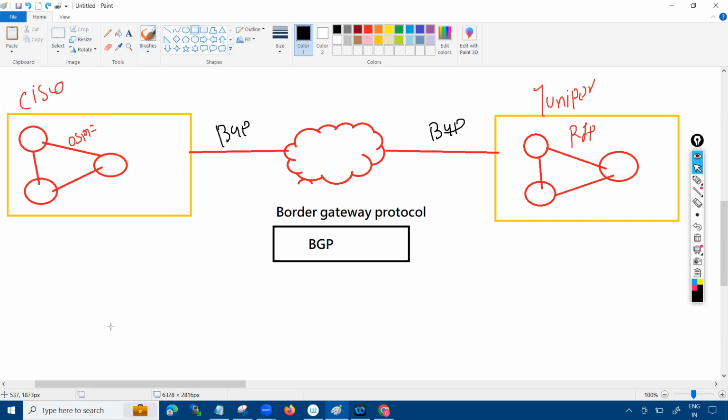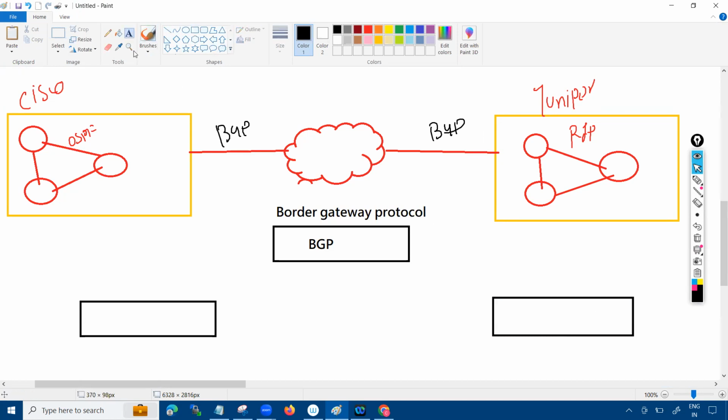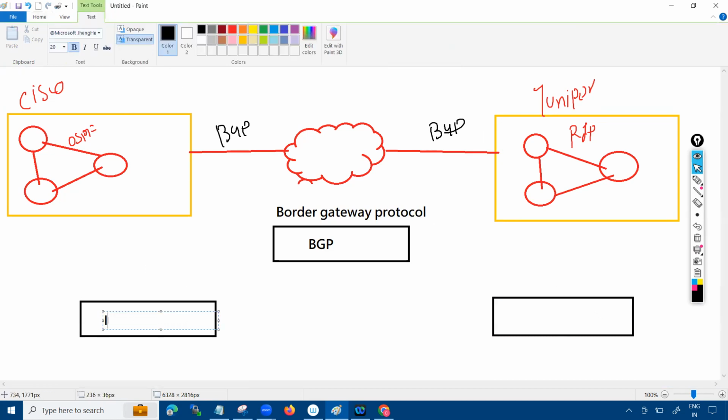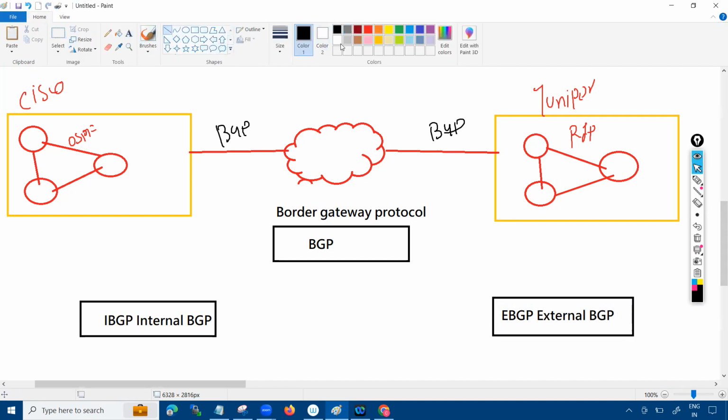So BGP has two flavors. One is called IBGP, the internal BGP, and another is called eBGP, the external BGP. So we have two flavors inside BGP: one is called internal, another is called external.